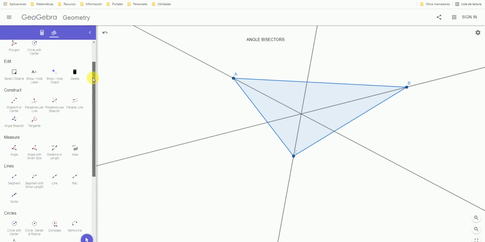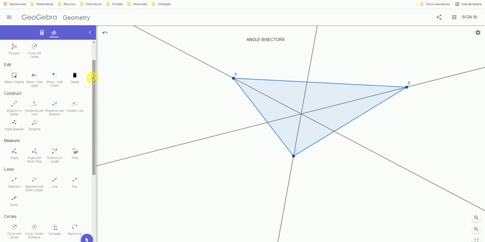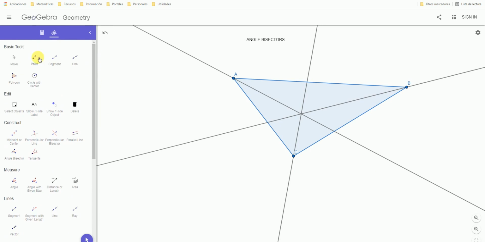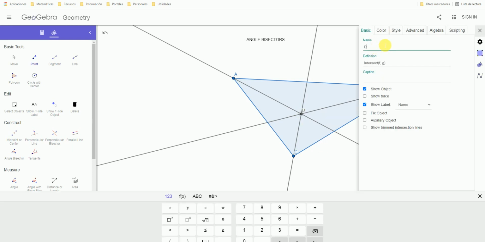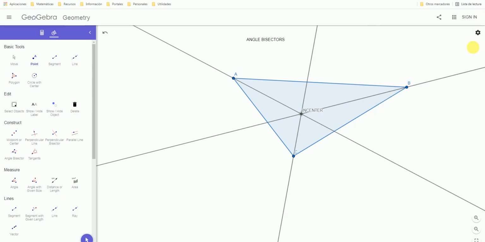And the angle bisectors meet on a point, this point here. The point where the angle bisectors meet is what we call the incenter of the triangle. That one is always inside the triangle. The incenter of the triangle. It is always inside the triangle.